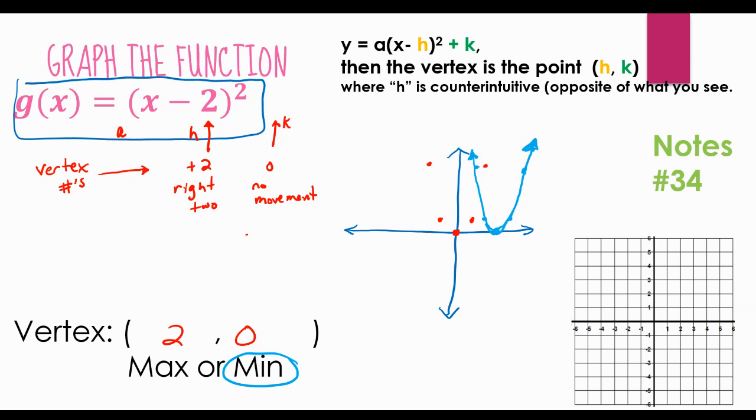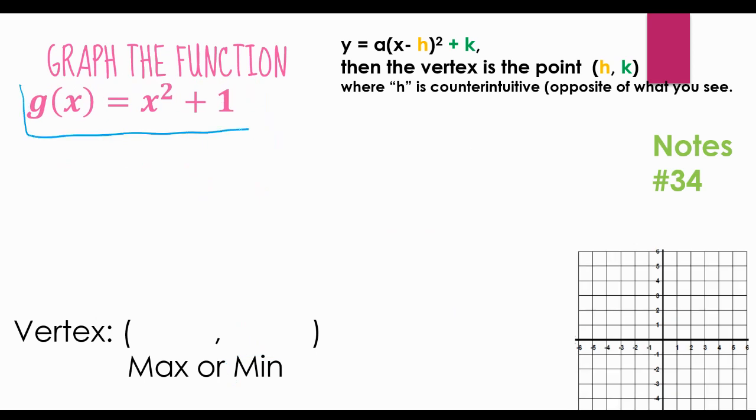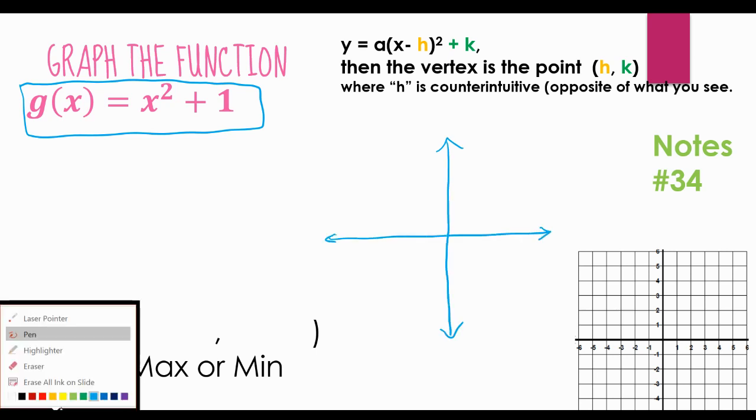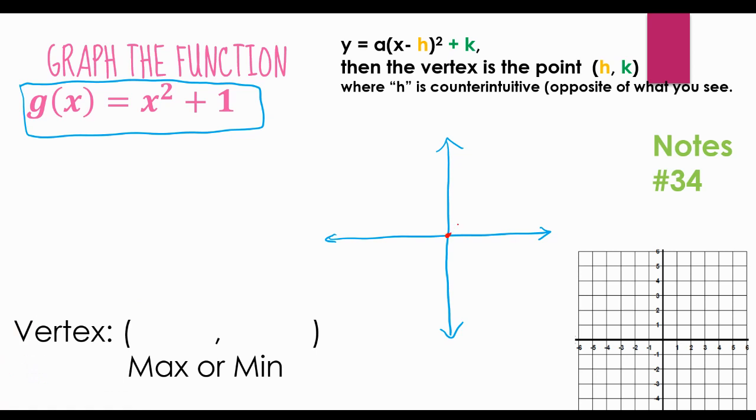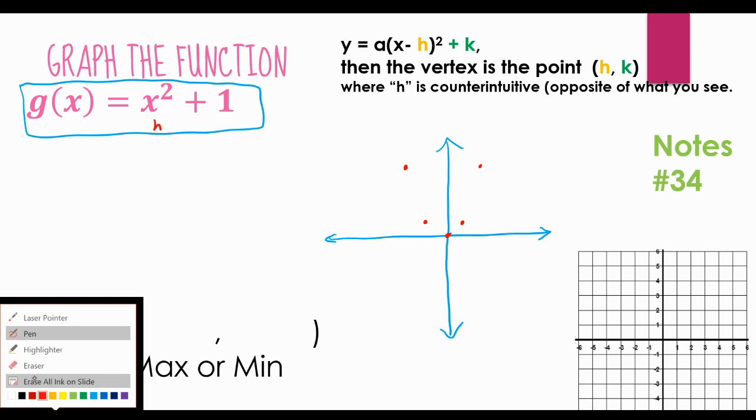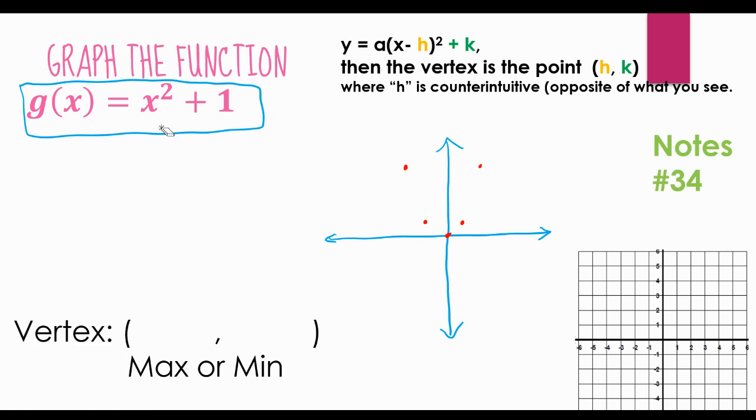All right, we're going to move on to the next one. You can hit pause if you need to. Please write down this function. Draw your grid. I'm going to put the parent dots on. The red dots are our parent function. So this is the position of H. Let me change color. I'm not happy with that. There we go. H is always by the X.